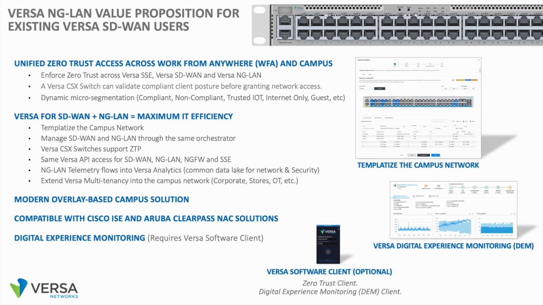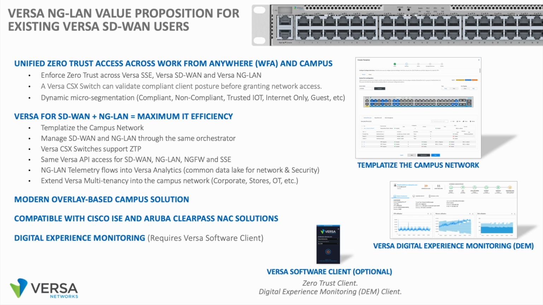And then Versa for SD-WAN plus Next-Gen-LAN equals maximum IT efficiency. We can templatize the campus network. We can manage SD-WAN and Next-Gen-LAN through the same orchestration platform. Versa CSX switches support Versa Global ZTP. We can use the same Versa APIs for accessing SD-WAN, Next-Gen-LAN, Next-Gen Firewall, and SSE.